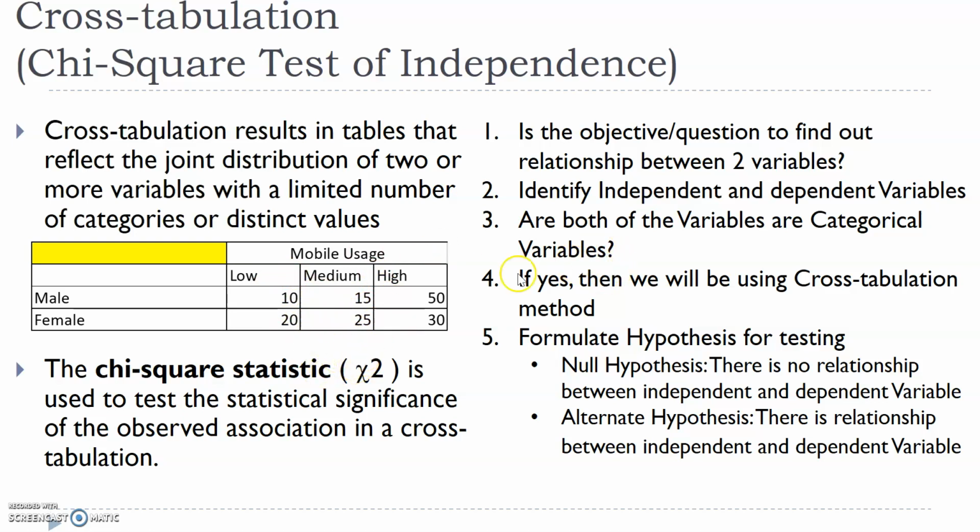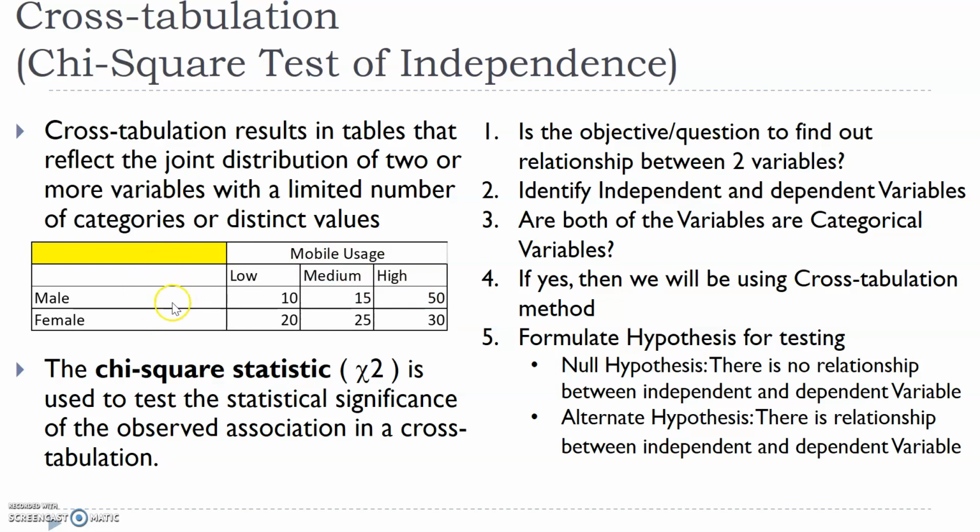So find out which are the variables. I have two variables here, mobile usage and gender, male or female. Male and female are nominal variables, that is a categorical variable. Mobile usage is given as low, medium, high, which is again a categorical variable, because these are three different groups, three different labels of a category of mobile usage. So I now understand that both the variables are categorical.